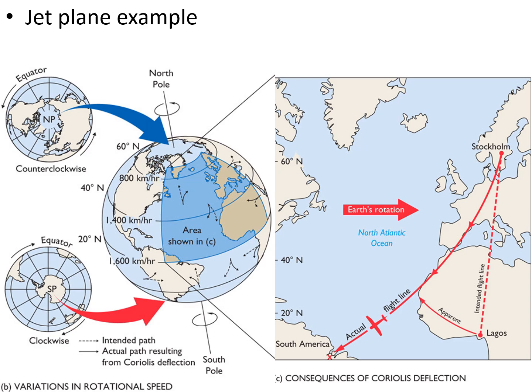As an example, you can use a jet plane, right? So if a jet plane was leaving Stockholm, Sweden, and trying to fly to Lagos in Africa, it might take off and head straight that way, but its actual flight path, if it didn't make any steering corrections, would take it instead to South America.